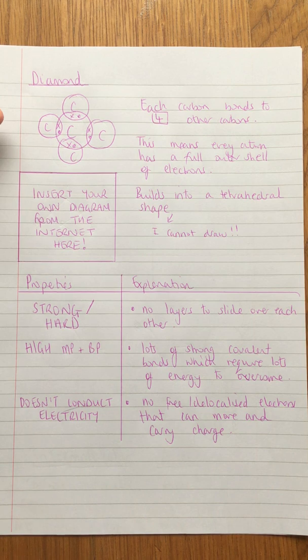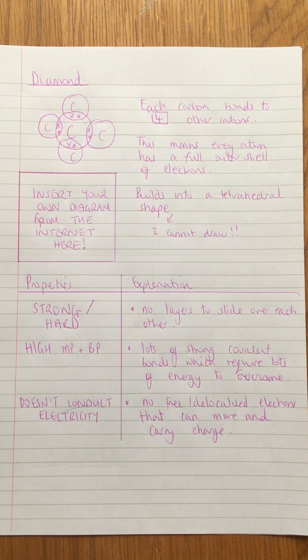As we know, carbon is in group 4 of the periodic table. That means it has 4 outer shell electrons. It wants to bond with 4 other things. So each carbon bonds to 4 other carbons. This means it has a full outer shell of electrons. It builds into something called a tetrahedral shape.